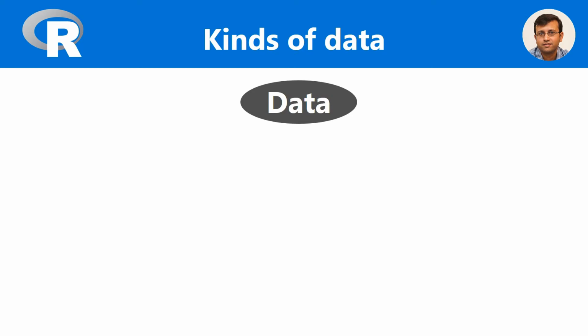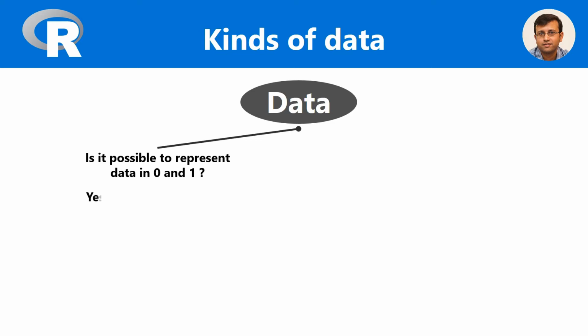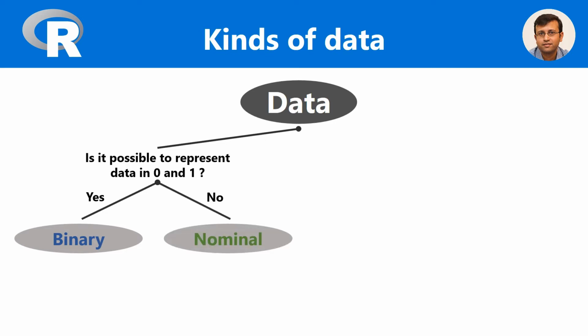Let us now talk about different kinds of data. Data can be classified into qualitative and quantitative. For qualitative data, we need to look at the question: is it possible to represent data in zeros and ones? If it can be represented in zeros and ones, then we can call it binary data, or else we can call it nominal data. An example of nominal data can be gender, which can be represented as male and female. Or we can also have shoe sizes, which is labeled data.